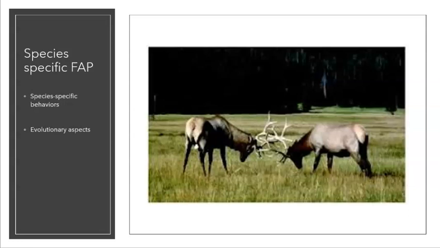Behaviors that help ensure the survival of an individual. So here, then, we've got two elk fighting for dominance, probably for the right to mate with the best female, trying to ensure that the individual elk is able to pass on his genes. So he's going to do this species-specific FAP to try to defeat his competitor, therefore being the winner, and pass on his genes.